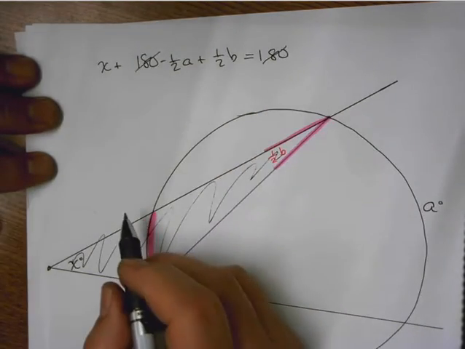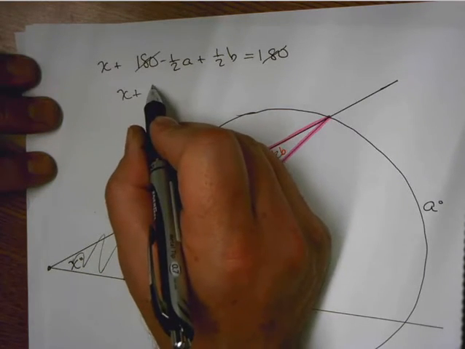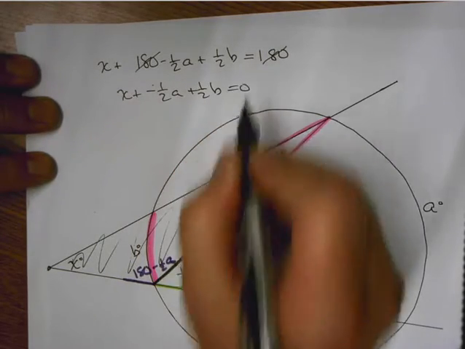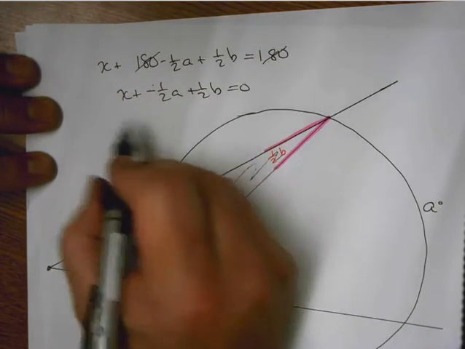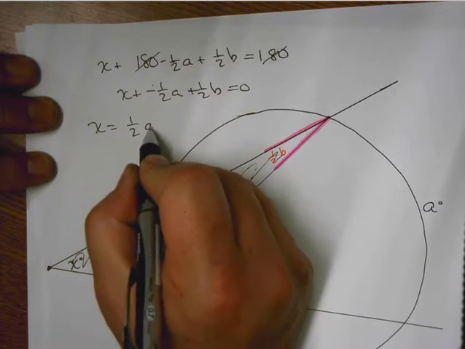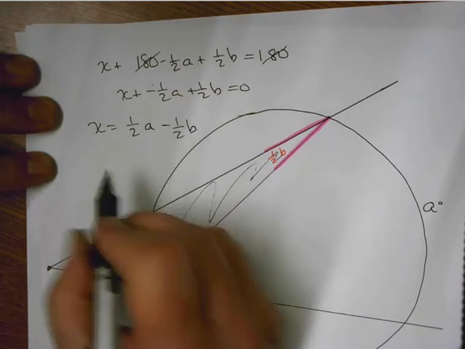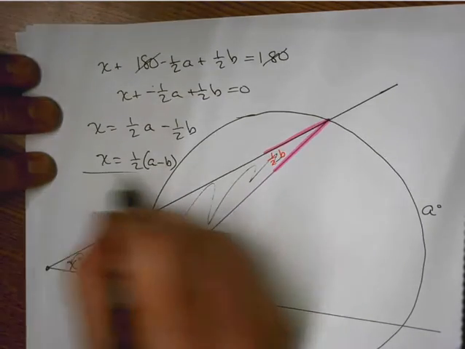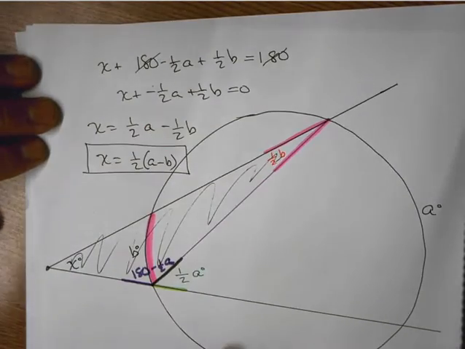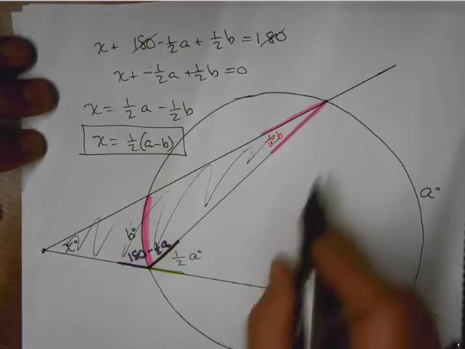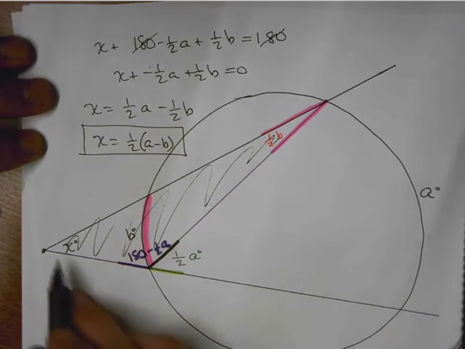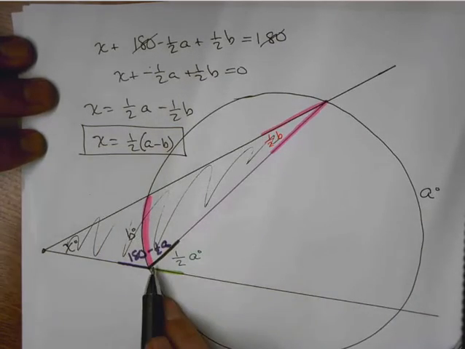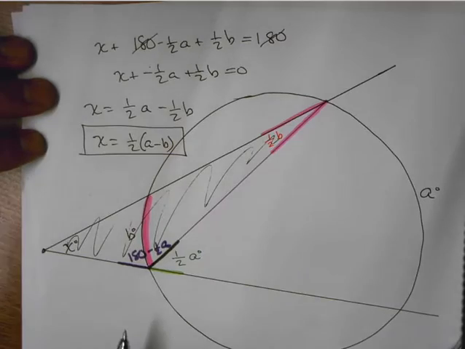I'll subtract 180 from both sides, and I'm left with x plus negative 1/2 A plus 1/2 B equals 0. I'm going to bring this over and this over, so I get x is equal to a positive 1/2 A minus 1/2 B, or x is equal to 1/2 (A minus B). This derives for us the relationship that if I want to find an angle measure formed by two secants with a POI outside the circle, I can do it by simply taking the difference, A minus B, of the two arcs and dividing by 2.